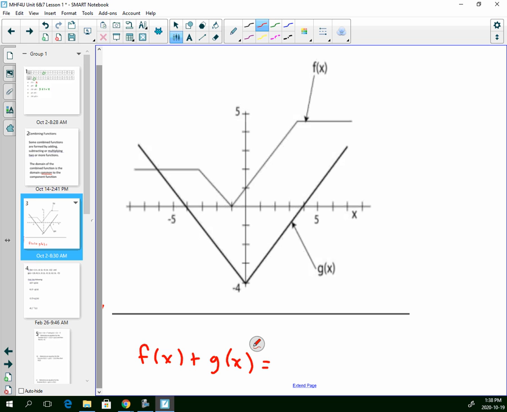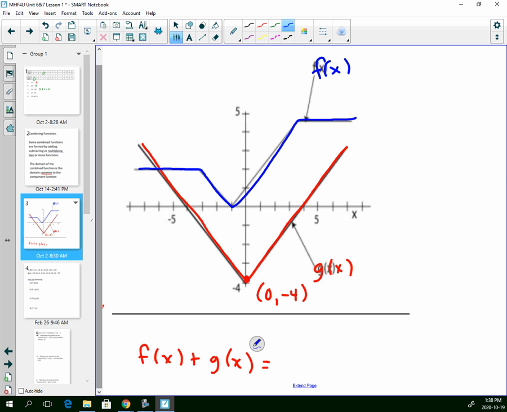So for example, g of x is this line here. It looks like an absolute value function. That's g of x. And then f of x is this sort of piecewise function here. That's f of x. And I want to add them together. So I'm going to pick points that are vertically lined up. This point here on g of x, which is at 0, negative 4, has to vertically line up with a point on f of x where the x values are the same.